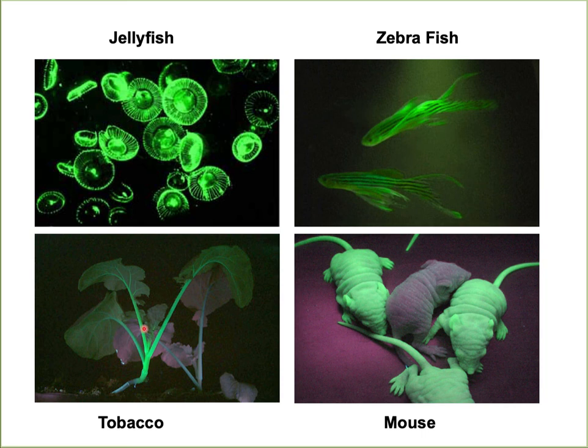Also, you can have a fluorescent tobacco plant under black lights. And here you can see some recombinant, transgenic mice, which will fluoresce like this under the black light or ultraviolet light. This mouse right here is non-transgenic and is not fluorescing. This is just an idea of how powerful this technique is.